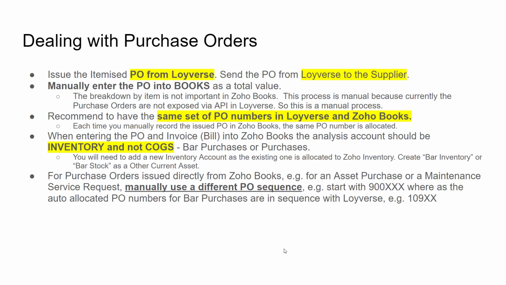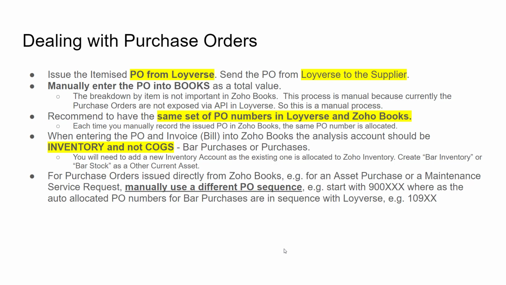So what I suggest we do is manually use a different PO sequence. I would turn off the automated PO number allocation, and to be fair, 80% of my POs are purchases, and let's say 10 or 20% are for different requests, different requirements, so I don't have to do this that often. So we could start with a new range of codes. For example, all my non-inventory POs would start with 900. Okay, so that's quite easy.